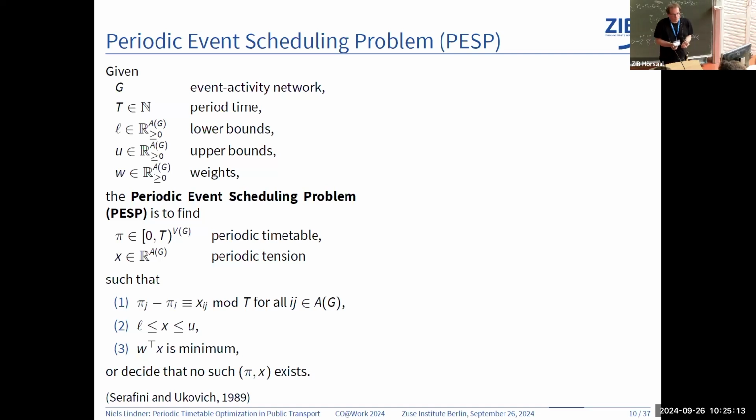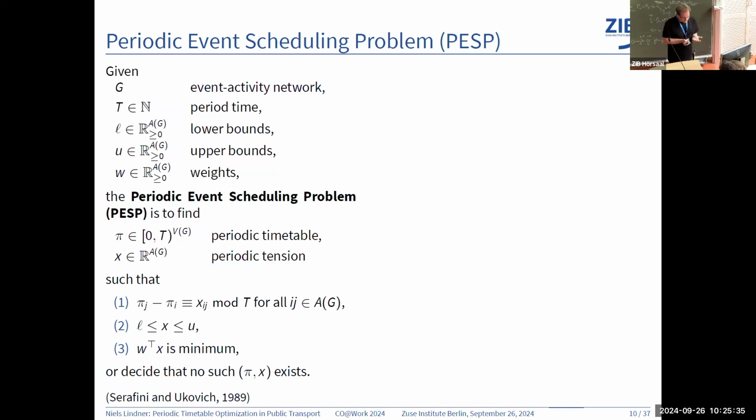And there's a connection between departure times, arrival times, and activity durations, namely the following. If you look at a specific arc in the graph and you look at the time points at the endpoints and take the difference, then that should equal the duration. But since we are again periodic, we only want this to be congruent to the duration modulo the period time.